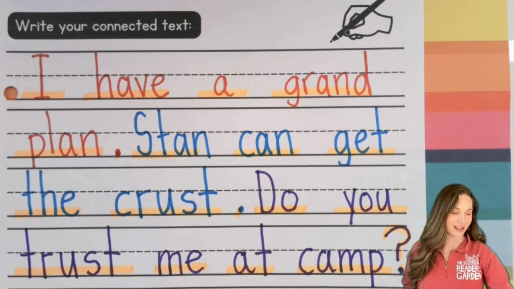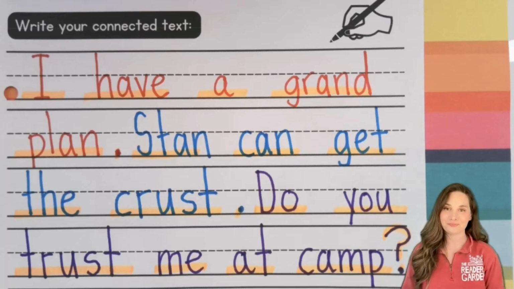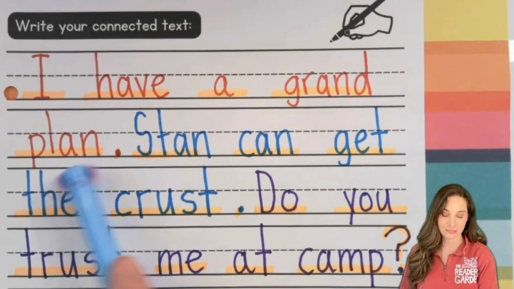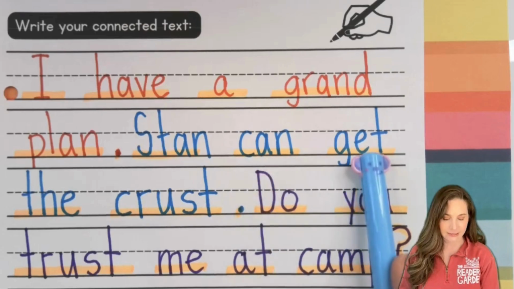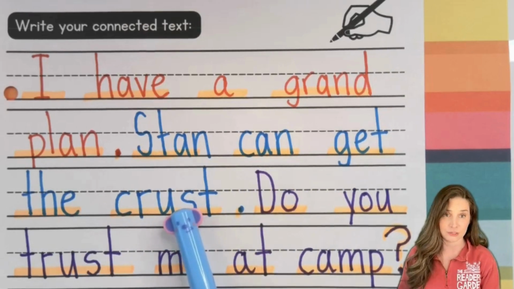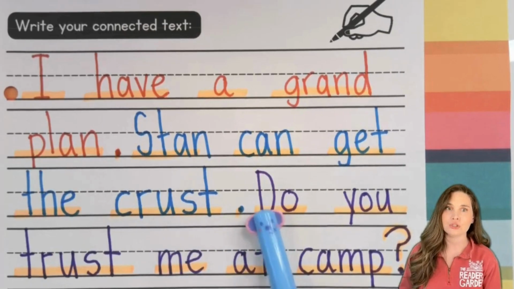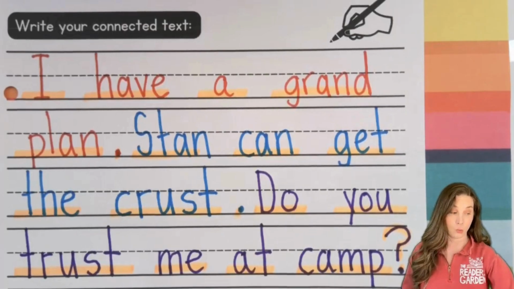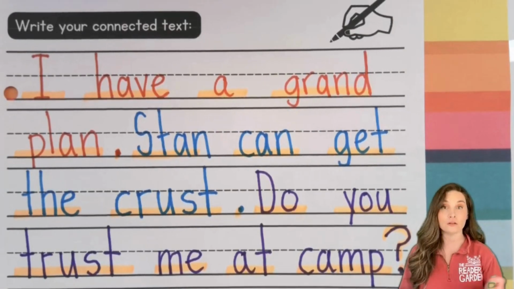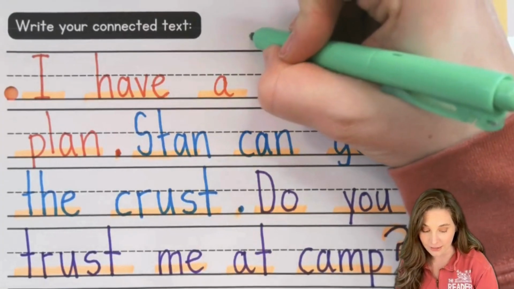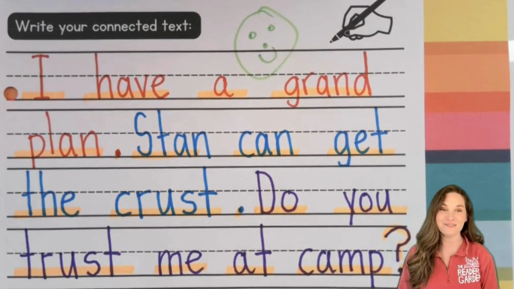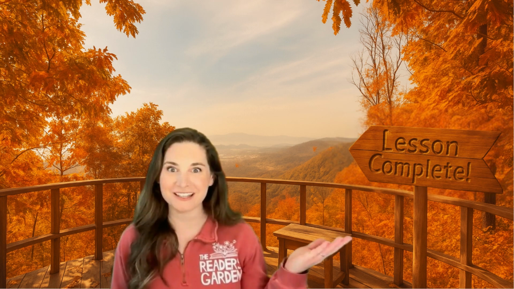All right, let's read everything we wrote. I have a grand plan. Stan can get the crust. That almost sounds like that's the grand plan. Do you trust me at camp? Well, by golly, we have done all of our writing today. You have done a fantastic job. And you are all done. Wonderful work. Lesson complete. You did it. You are all done with this lesson.